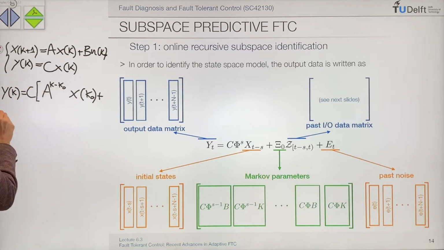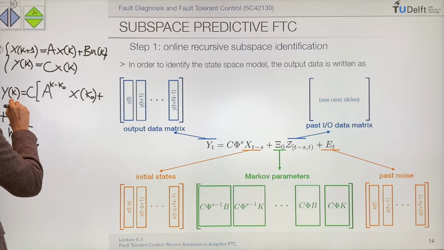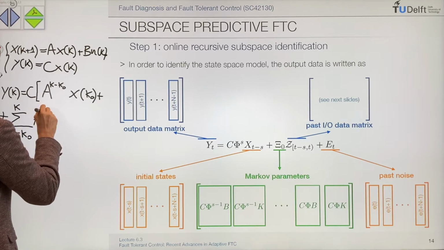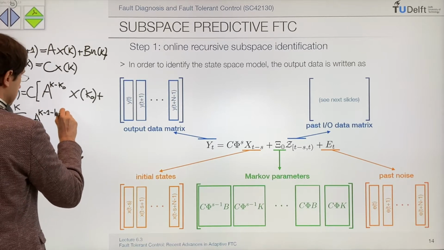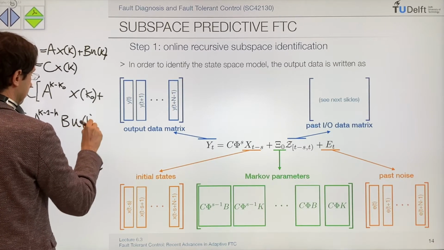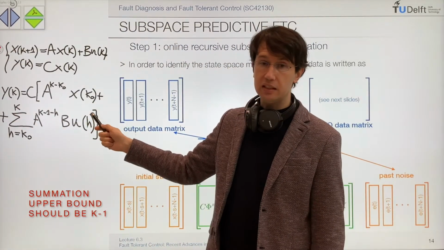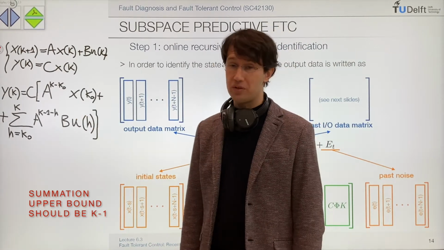plus, and then you have a summation over an index h going from k0 to k of what? A to the power k minus 1 minus h that multiplies matrix B that multiplies the input u at index h. And we close the square bracket here. You may have seen these in courses on systems theory or digital signal processing.